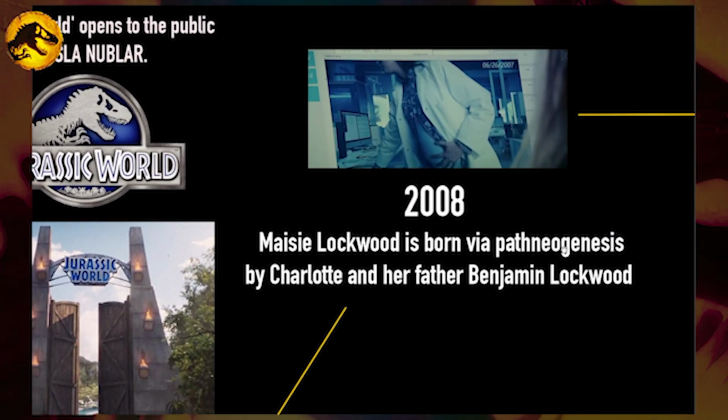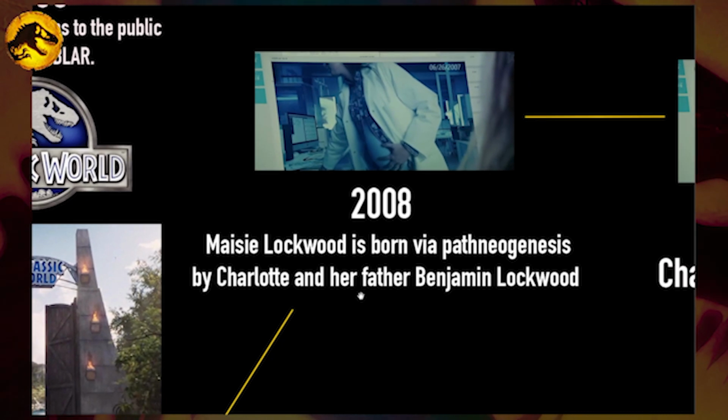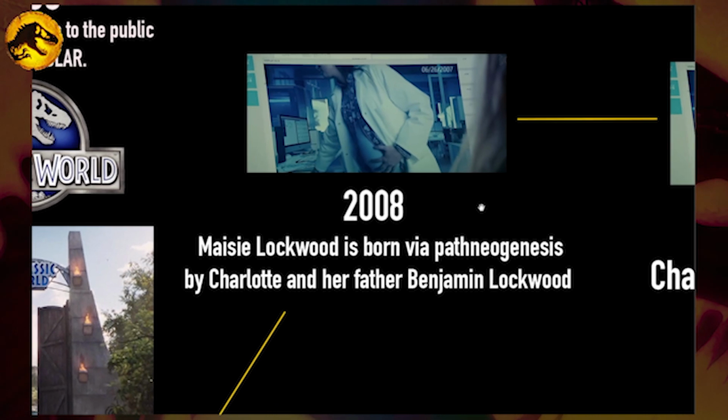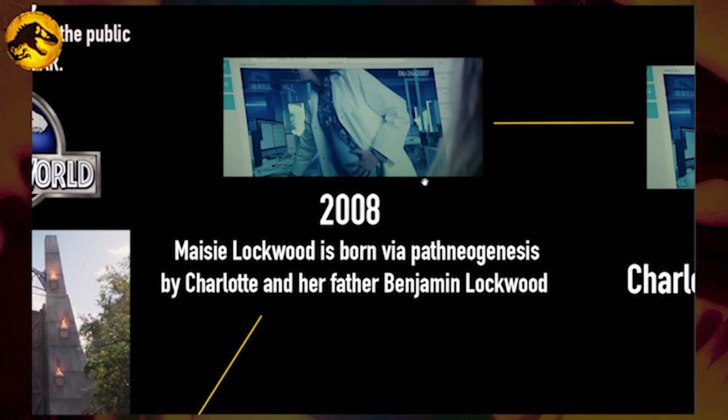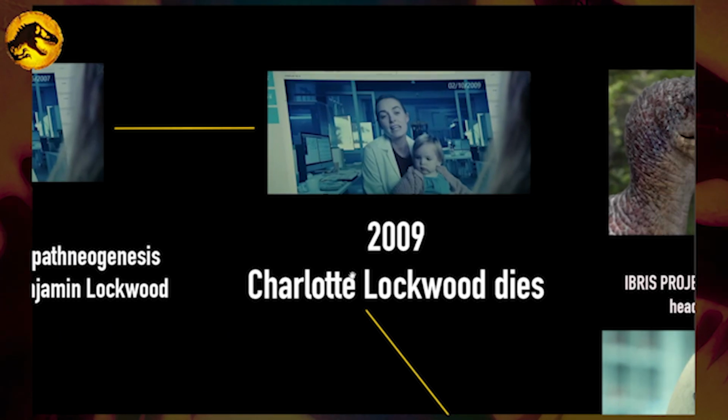Maisie Lockwood is born via parthenogenesis by Charlotte and her father Benjamin Lockwood, and obviously he lies to Mills, the person who's overseeing his estate, that Maisie was a clone of his daughter who died in a car accident, but he's just trying to keep Maisie safe because of the incredible feats in genetic engineering that Charlotte did with Maisie by fixing her illness in her. So anyway, 2008 she's born, and then 2009 Charlotte Lockwood dies.